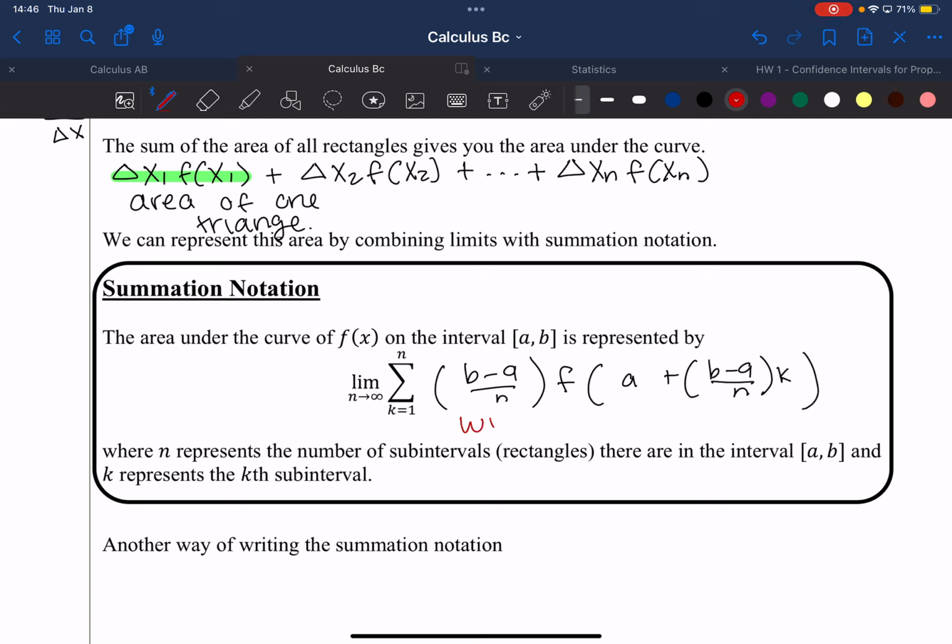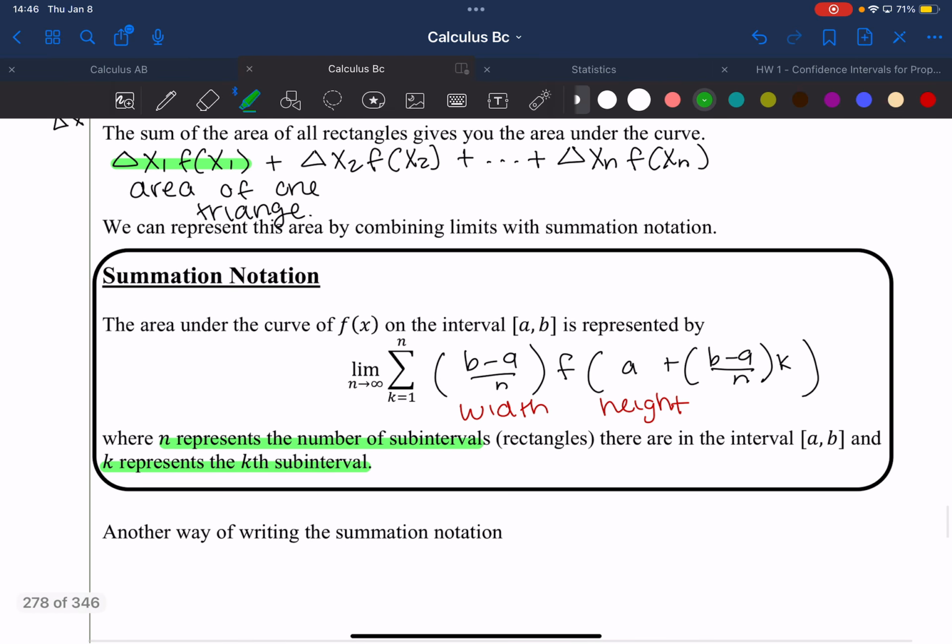So I have the width and the height. Makes sense? We have to multiply those two things together in order to get the area of a rectangle. So this is taking the width, the change in x, times f of a plus the change in x, k. And in the bottom here, it says n is representing our subintervals, and k is representing the kth subinterval.